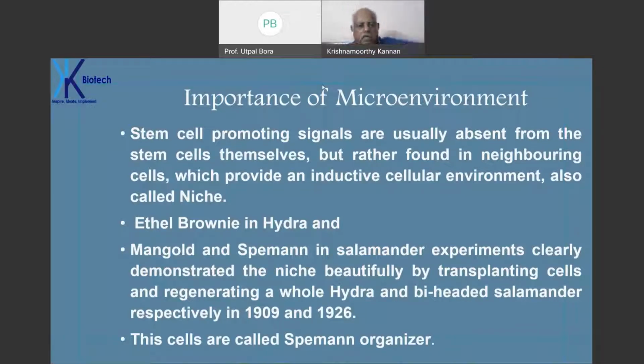That's not our concern. But I want you to acknowledge that Ethel Brownie did it in Hydra, whereas Mangold and Spemann did it in salamander. They created a biheaded salamander. And this blastopore region is called the Spemann's organizer. That is, they send signals depending upon concentration and time. It will decide you will become the eye, the brain, the nose, the heart.